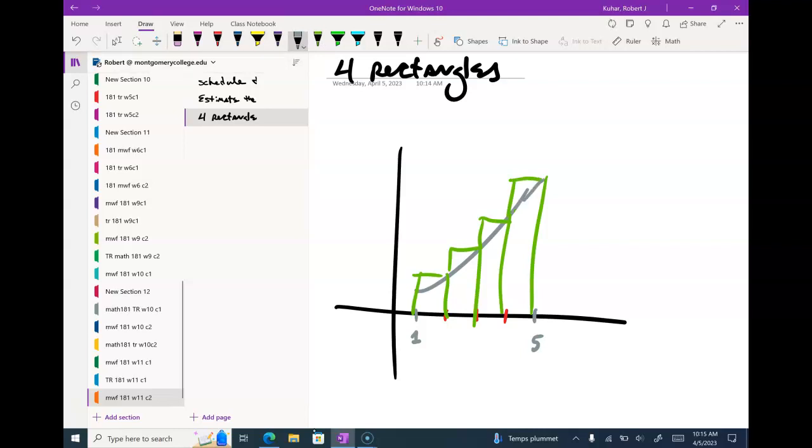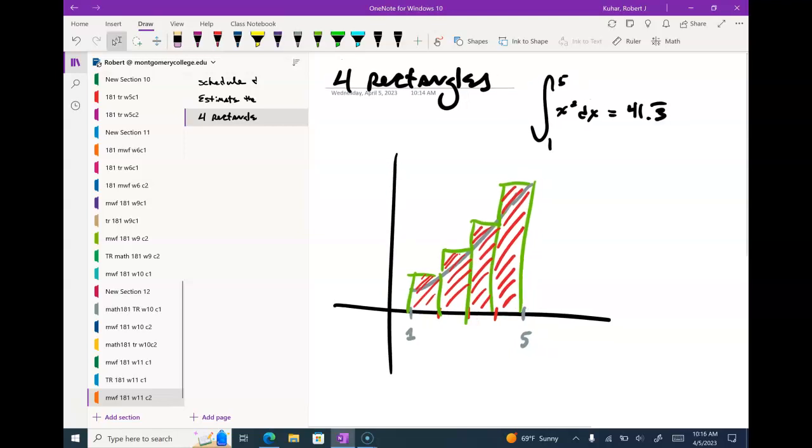And you can see this is going to be an overestimate. I'm going to get something bigger than 41 1/3, right? So we already know that the integral from 1 to 5 of x squared dx is 41 1/3, right? And these rectangles will give me an overestimate. Is that pretty clear? Yeah, all that little red above the curve is extra.